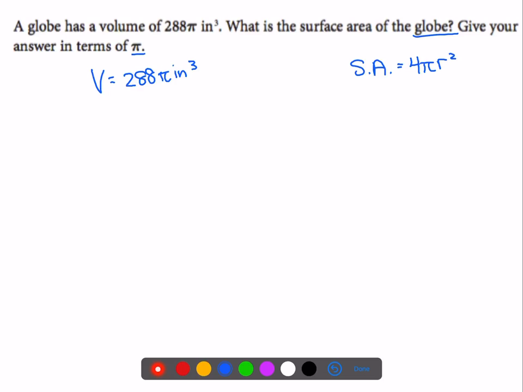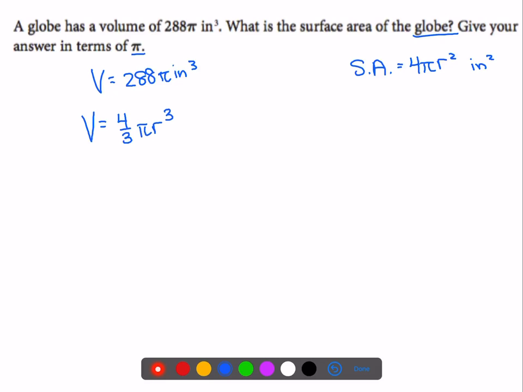And again, we're going to be in inches cubed. Or sorry, inches squared for this, because we're dealing with area. So inches squared versus inches cubed. Now, this is why we need to know the volume of a sphere. The volume of a sphere is 4/3 pi r cubed.